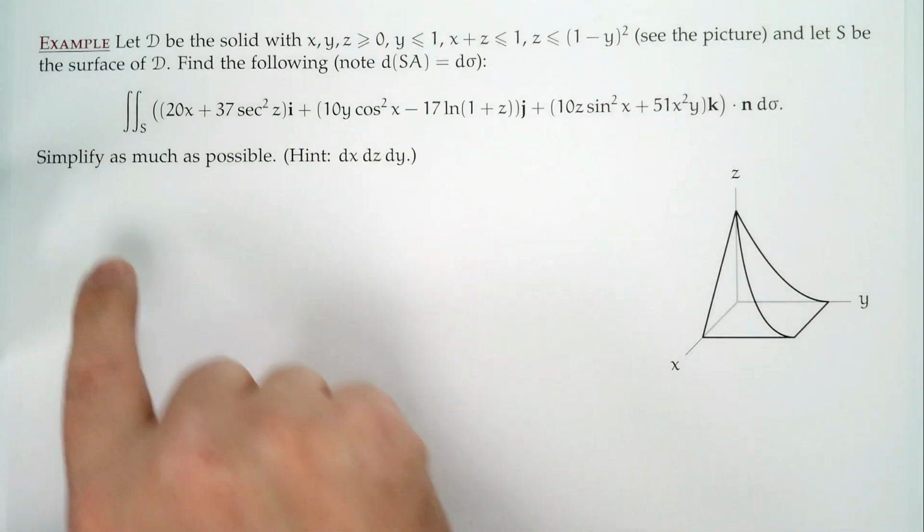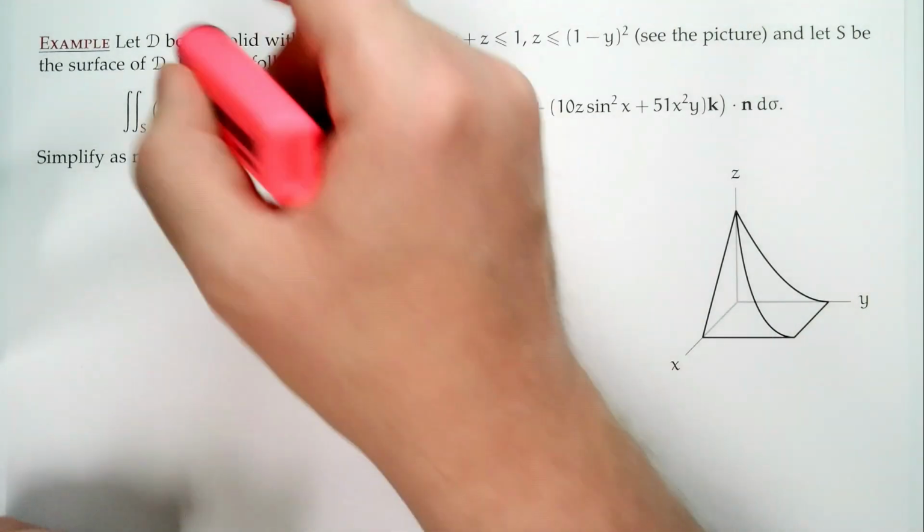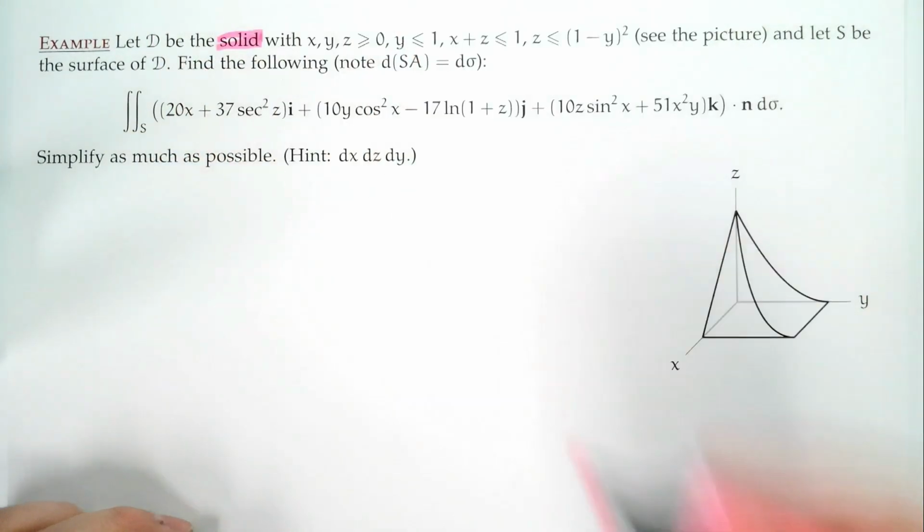And it says, simplify as much as possible. Now, what does that mean? It means the answer better be really simple. And if we get to the end and the answer is not really simple, we probably need to do something else. But let's see where we get to in the end, and then we'll decide whether or not we need to do something else. All right, let's begin. So what's our technique? We see the word solid, so we know we're thinking divergence. So let's do divergence here.